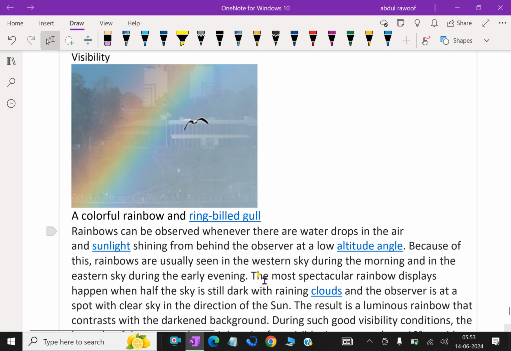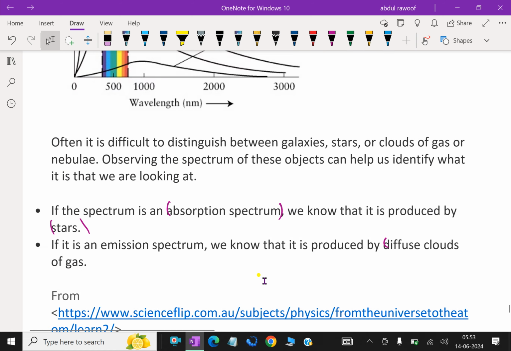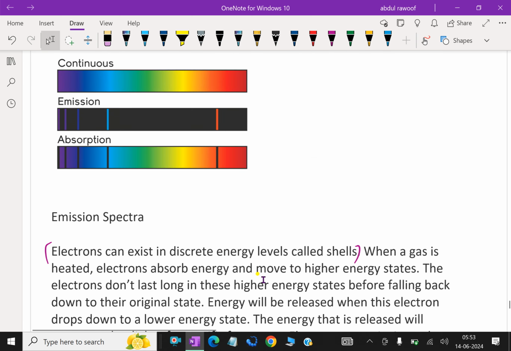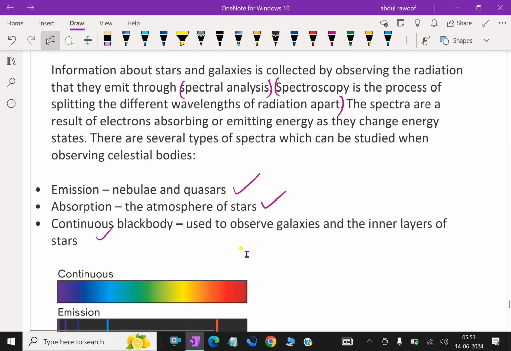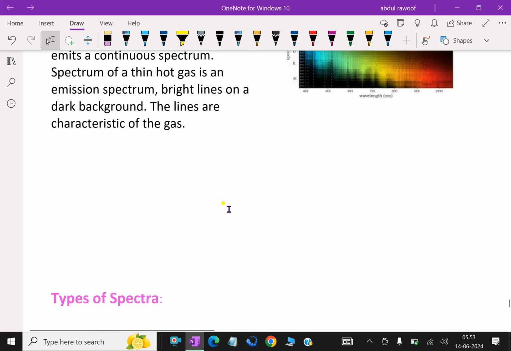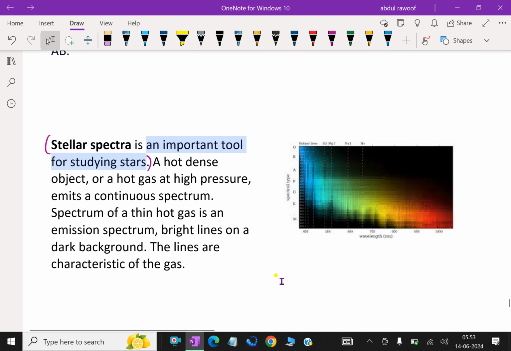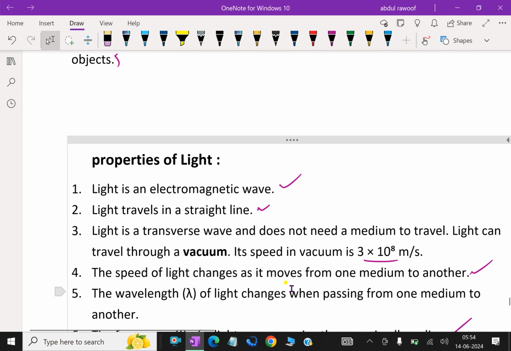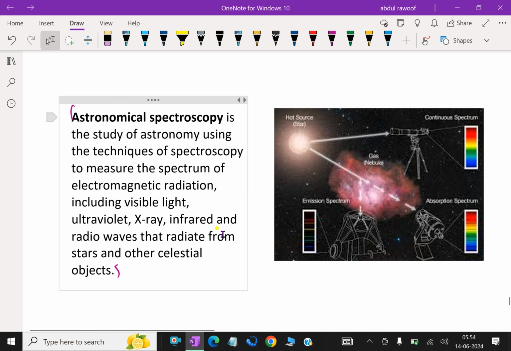So far we have discussed dispersion, absorption, and continuous emission. As well, we discussed types of spectra, what stellar spectra are, the properties of light, and what astronomical spectroscopy is in detail.